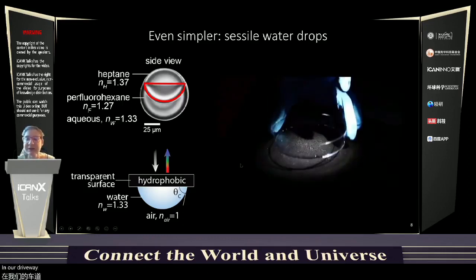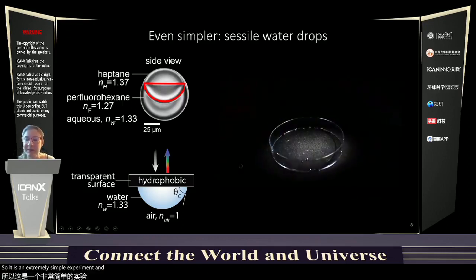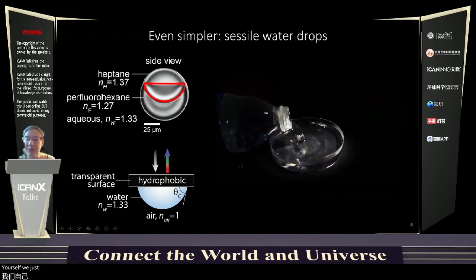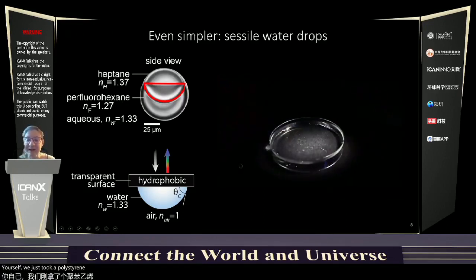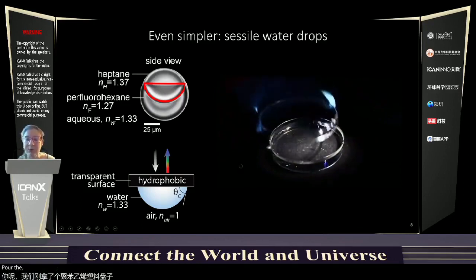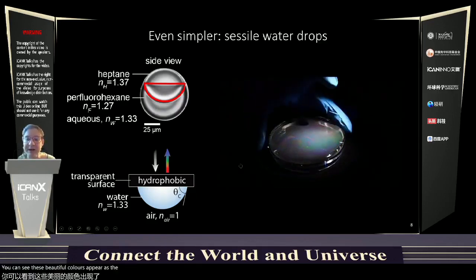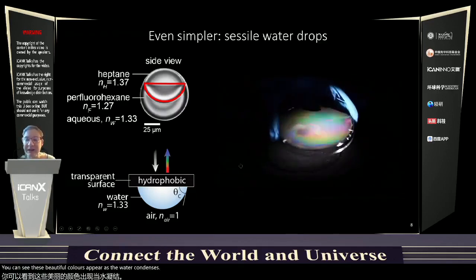So we did an extremely simple experiment, and many of you have maybe even seen this yourself. We just took a polystyrene plastic dish, poured warm water into it, and put the lid onto the dish. You can see these beautiful colors that appear as the water condenses on the lid of the Petri dish.